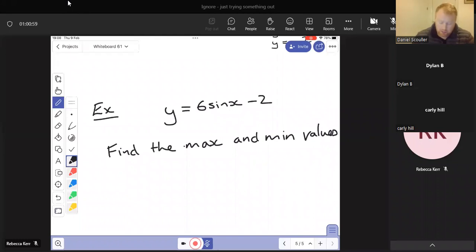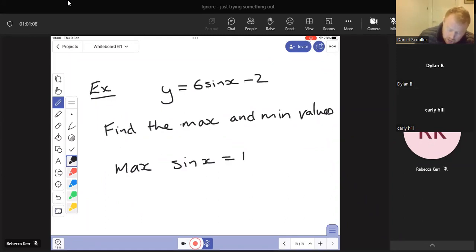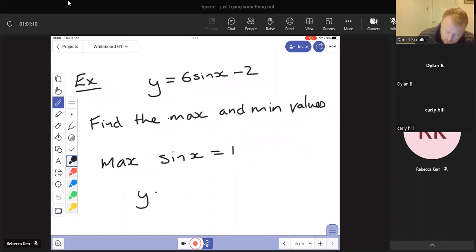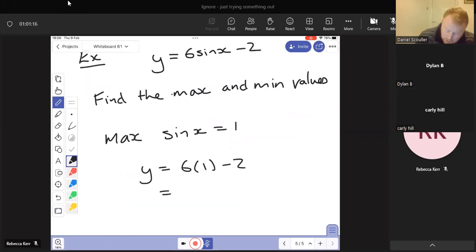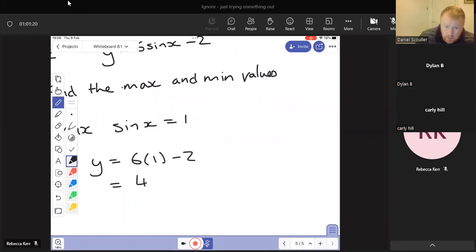So max when sine x equals 1. Okay, so we're going to just substitute that in. So y would equal 6 times 1 minus 2. So maximum would be 4.